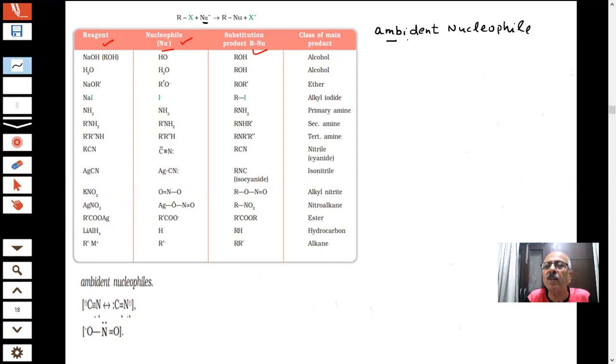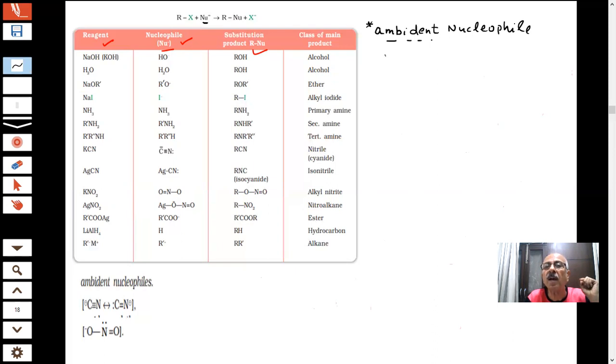What is an ambident nucleophile, students? Can you tell me anything about this? I am putting a star on this because this is the most important question. What are ambident nucleophiles? See, up to now, OH- is attracted to protons. Ambident means that there are two, not one, but two centers, two atoms which can act as nucleophiles instead of one.